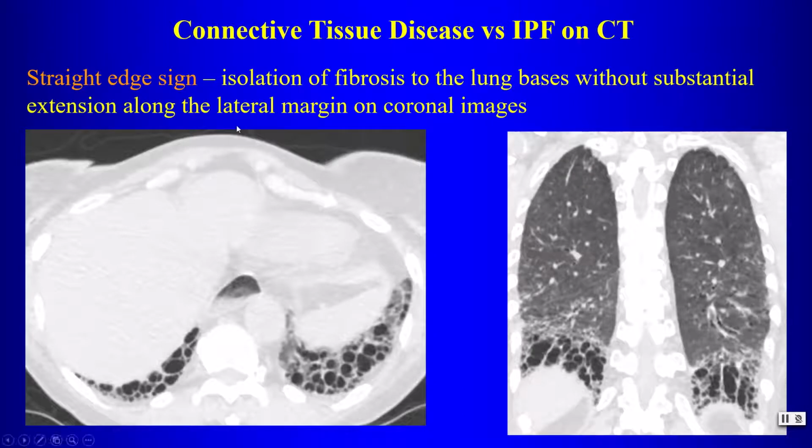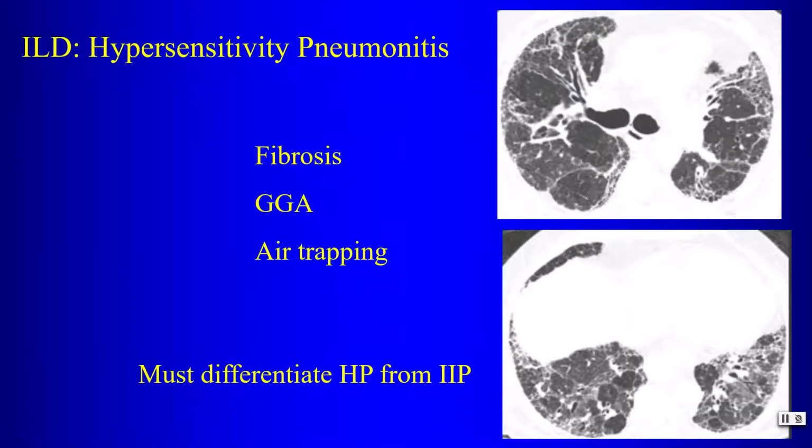And then the straight edge sign, where you have fibrosis at the lung bases without substantial extension along the lateral margins on coronal images. So it gives you kind of a straight edge, a sharp demarcation between the areas of honeycombing and the areas of more normal lung. Again, this tends to be associated with connective tissue disease as opposed to idiopathic pulmonary fibrosis.